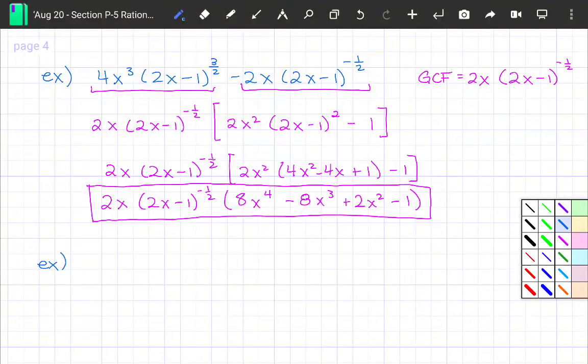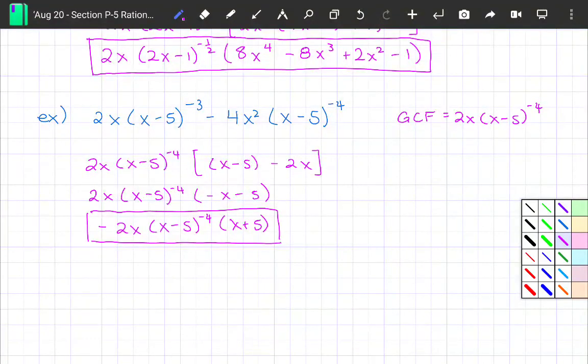Any of you want to try on your own, and this will be the last problem. So try 2x times (x minus 5) to the negative 3rd, minus 4x squared times (x minus 5) to the negative 4th. See what you get, and we'll check your answers.